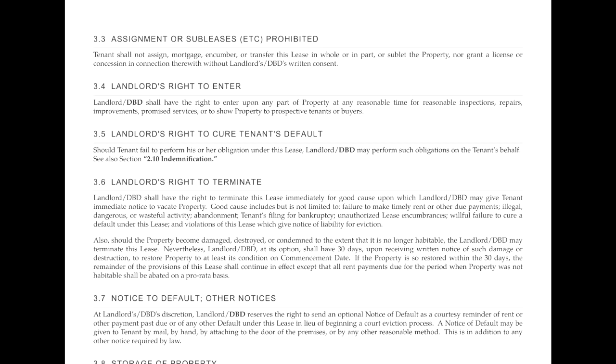Also, should property become damaged, destroyed, or condemned to the extent that it is no longer habitable, the landlord may terminate this lease. Nevertheless, landlord at its option shall have 30 days upon receiving written notice of such damage or destruction to restore property to at least its condition on commencement date. If the property is so restored within the 30 days, the remainder of the provisions of this lease shall continue in effect, except that all rent payments due for the period when the property was not habitable shall be abated on a prorated basis. 3.7, notice to default, other notices.